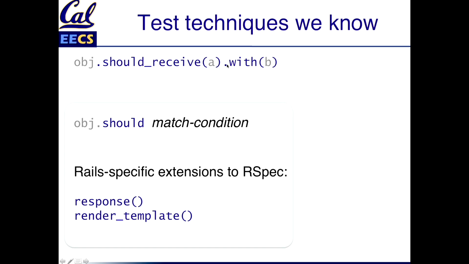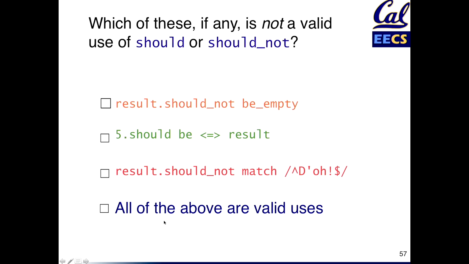And this lets us add another thing that we know how to do in tests. We already knew should receive. Now we have this idea that an object should match some condition. And there's some basic conditions that are built into RSpec, but there's also some Rails-specific ones, like the idea that there's a response object on which you can match conditions like render template. And that allows us to get to the point where we can ask another question, after which I'll do a fun thing. So which of these looks like it might be a not valid use of should or should not?